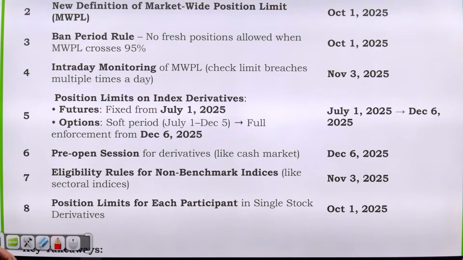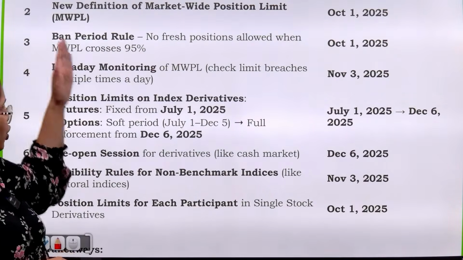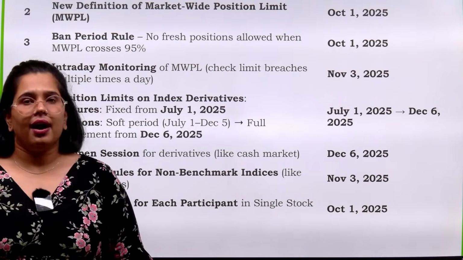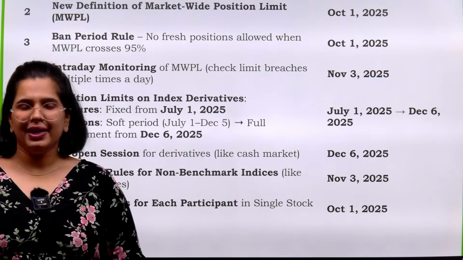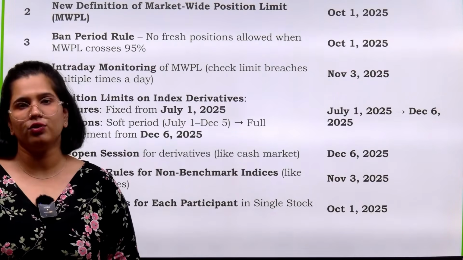Pre-open session for derivatives would start from December 6th. Eligibility rules for non-benchmark indexes will start from November 3rd. And position limits for each participant from October 1st. So I have told you all the changes and these are the timelines to comply with. It was a difficult circular, a bit difficult, but I am sure that if you revise it, you will be able to get it.